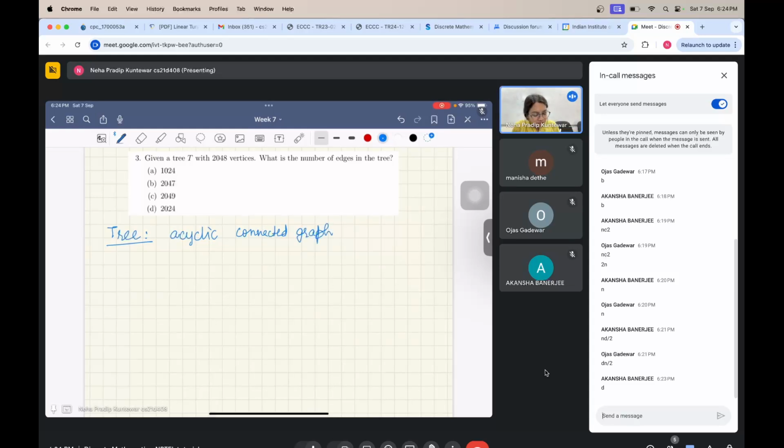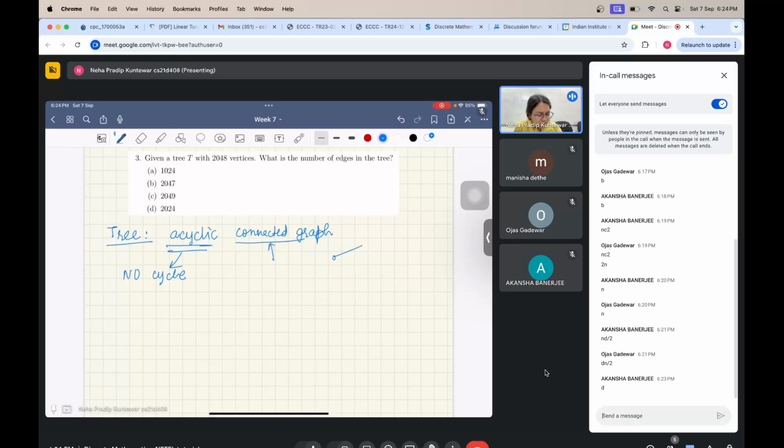Maybe I'll define each of them individually. So what is an acyclic graph? An acyclic graph is the one where you do not have cycles. And what is a connected graph? A connected graph is the one where if you give me any two vertices, I can give you a path between the two.